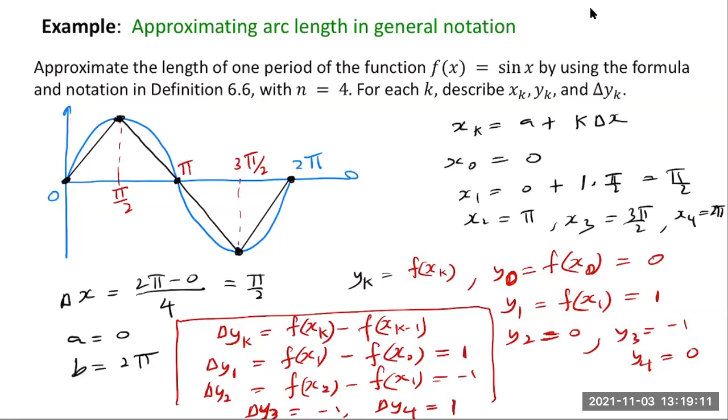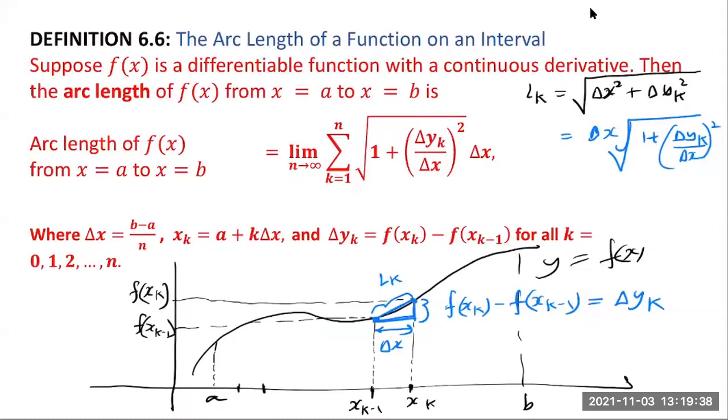Okay, so we identified all the quantities, and then we need to approximate the arc length. How do you approximate the arc length? We approximate the arc length by the lengths of these 4 line segments. You have 4 line segments. You know how to find the length of this line segment, right? Of course, you can find the lengths of these 4 line segments using this formula without the limit. Okay, k goes from 1 to n, square root of 1 plus delta yk divided by delta x squared times delta x. Okay, you can use that formula to find it.